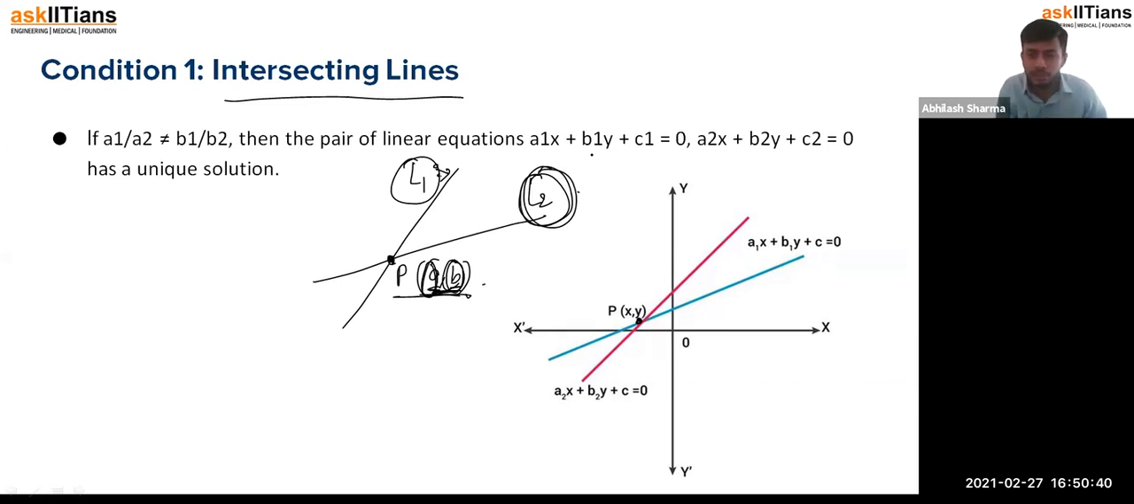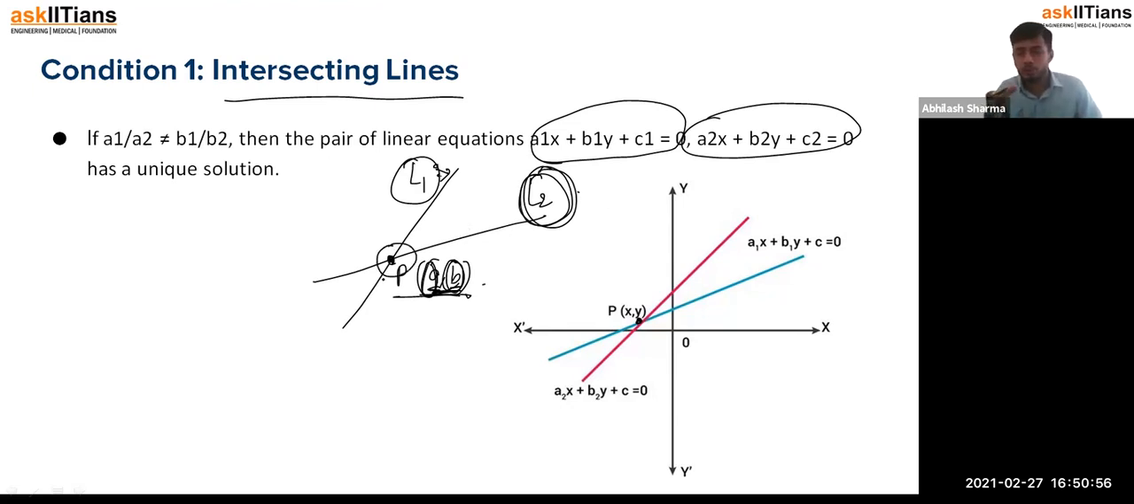Correct? So basically, this is the equation of line L1. This is the equation of line L2. When we plot them, we know for a fact that on the graph it will be two straight lines, right? And we have also proven that the point where they intersect will be the solution of both the equations, correct? So in this case they have a unique solution, the lines are intersecting.